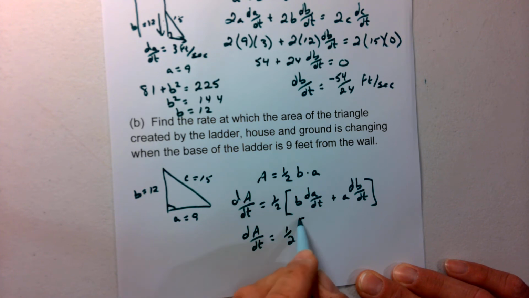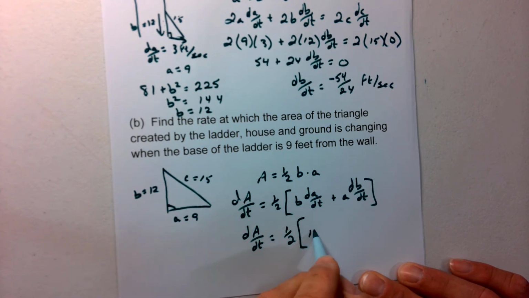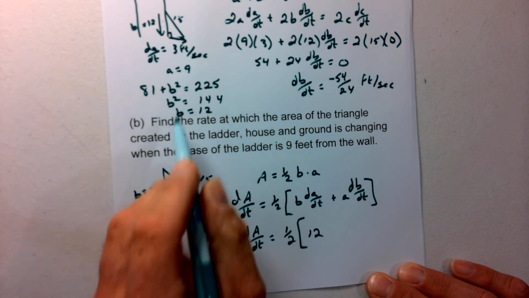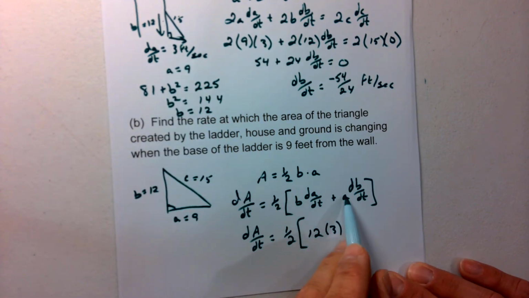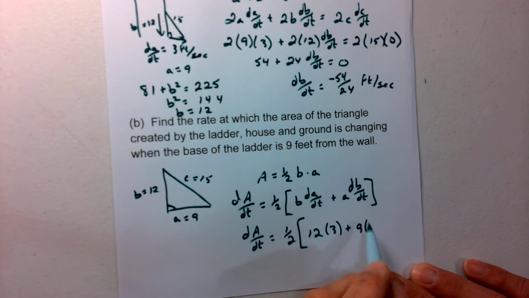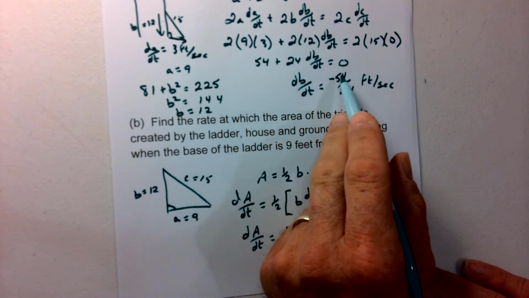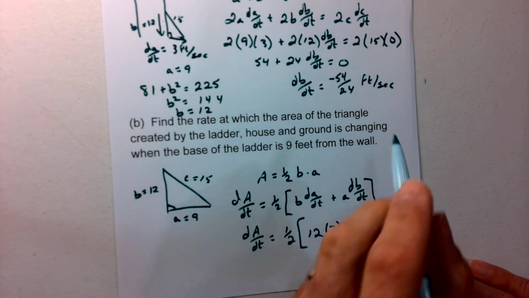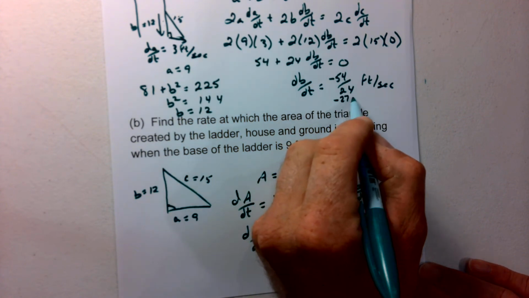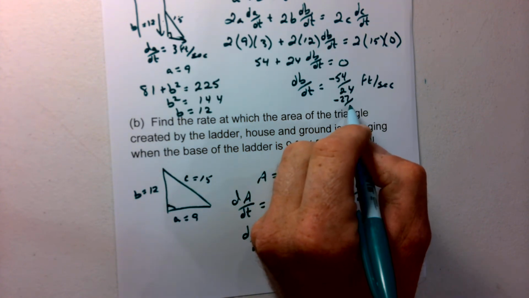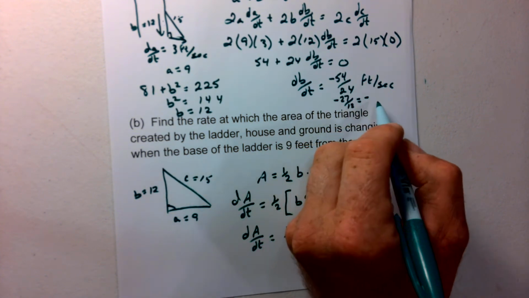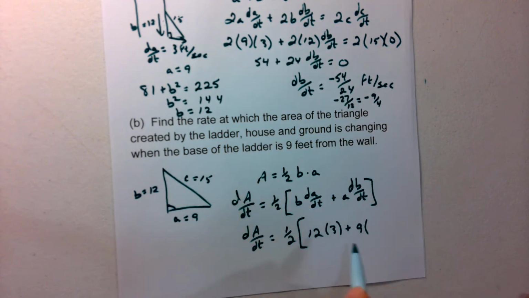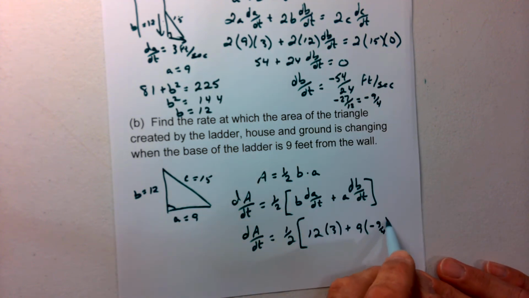We have 1/2. Our base is going to be 12. dA/dt, we know, oh, look at that, it's 3 feet per second, isn't it? Our A value we know is 9. And dB/dt, we know, hey, it's negative 54/24. I guess I should probably go and reduce that then. So negative 27, oh, we can probably go further than that. Negative 27/12, which we can take out a 3 as well, so negative 9/4. I suppose we should leave it like that, shouldn't we?